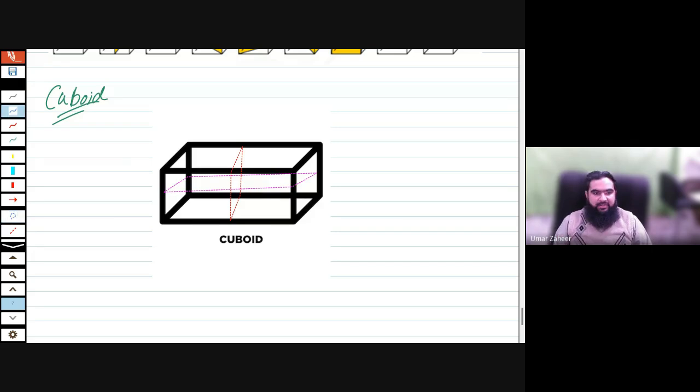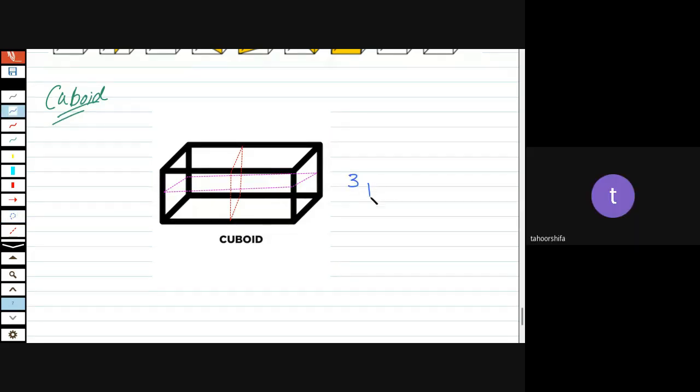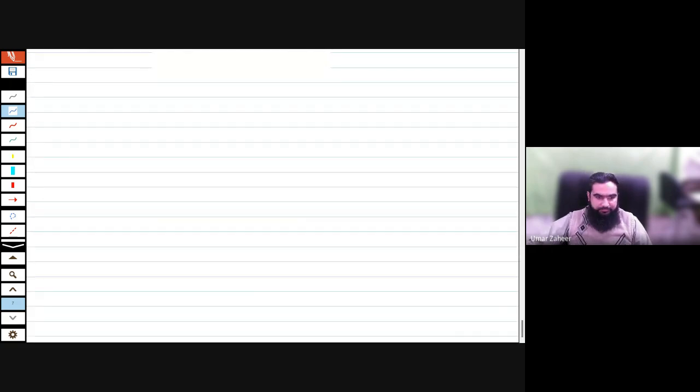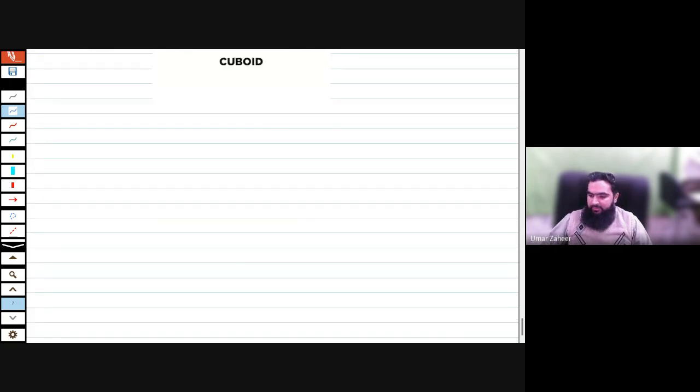Is it clear? So, how many planes of symmetry are there? We have three. Three planes of symmetry in a cuboid. Okay. After that, we have to discuss a pyramid, and we are just going to discuss a pyramid with a square base.